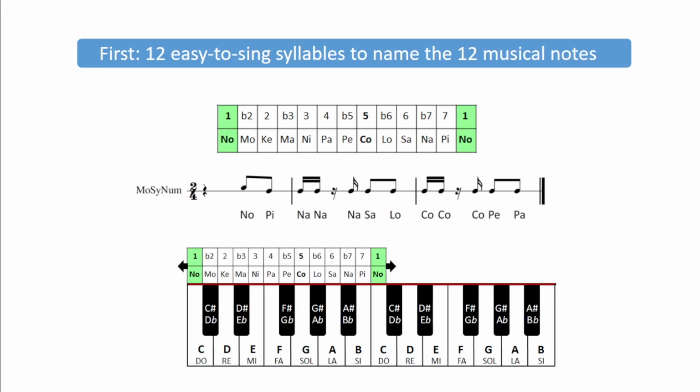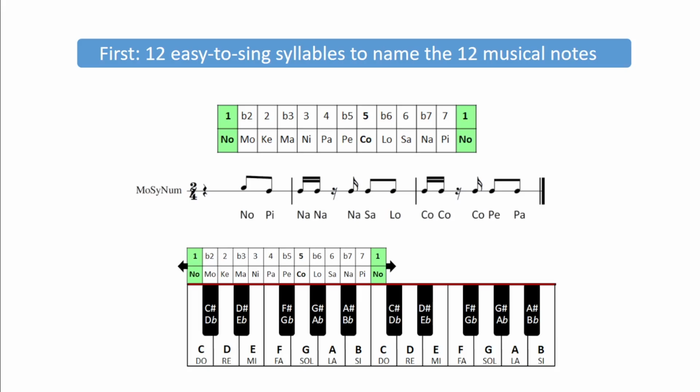Next, let's explore some of MoSyNum's key features. The system is based on 4 core principles. First, MoSyNum names the 12 notes of the chromatic scale using 12 unique syllables, different from those used in other systems. Each syllable starts with a consonant and ends with a vowel, making it easier to read and sing melodies without affecting the rhythm. For the first time in music history, it's possible to generate real-time international audio scores, useful anywhere in the world, for teaching and for people with visual impairments.